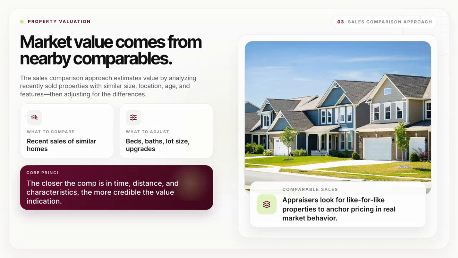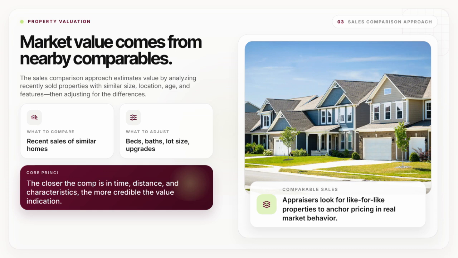When we talk about the sales comparison approach, we're essentially looking at how market value is determined by examining nearby comparable properties. The key idea is that the value of a property is estimated by analyzing recent sales of homes that are similar in size, location, age, and features. From there, adjustments are made to account for differences like the number of bedrooms and bathrooms, lot size, or any upgrades a property might have.